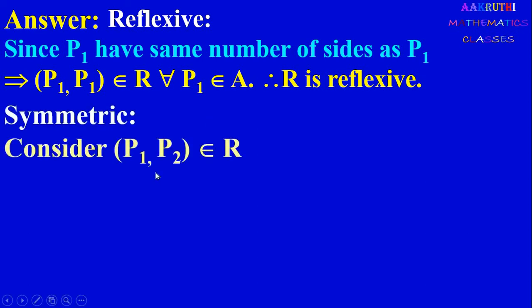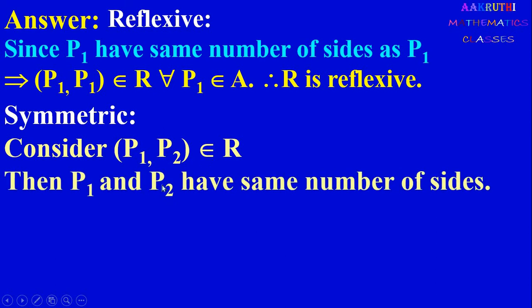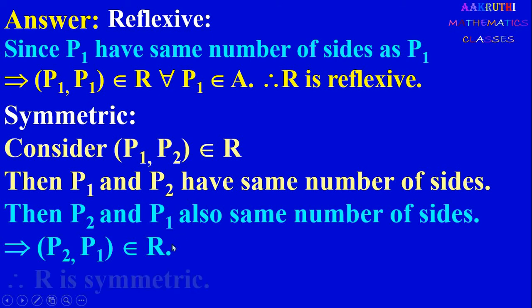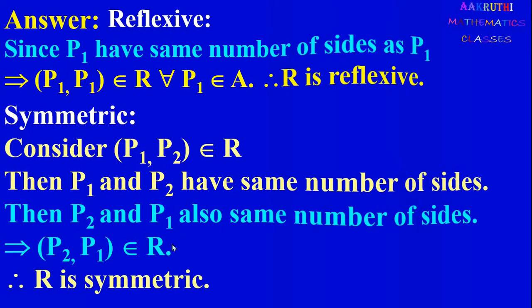So next consider symmetric. We consider (P1, P2) belongs to R. Therefore P1 and P2 have the same number of sides. Then P2 and P1 also have the same number of sides. Therefore (P2, P1) belongs to R. Therefore R is symmetric.